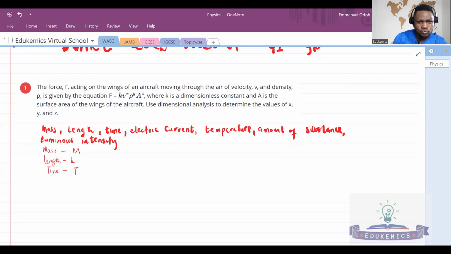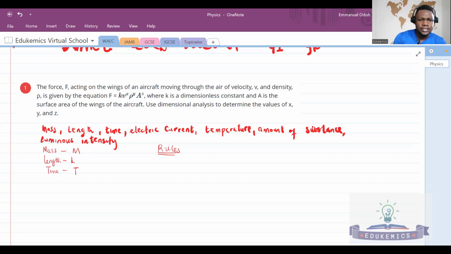I'll give us some rules, because there are problems that may come that will require you to know these rules. So our next video will solve problems based on dimensional analysis only, so that you see different ways that questions are being set in this topic.